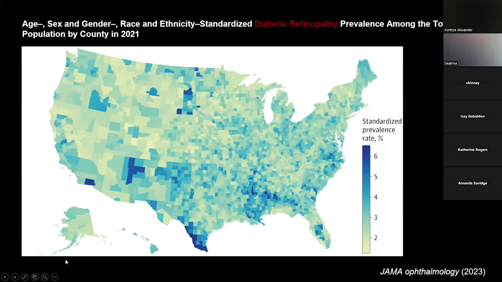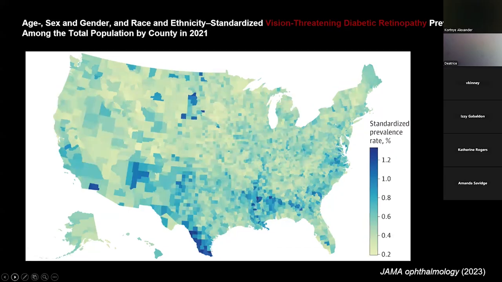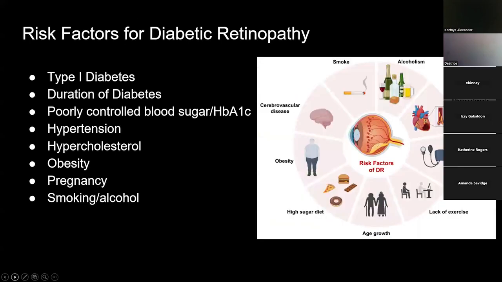This one talks about the distribution of diabetic retinopathy in the US across multiple states. Different colors indicate a higher proportion of the population being affected by this condition. I guess the darker color indicates more of the population being affected. We can move on to the next slide. This is a similar statistic, but focusing on vision-threatening stages of diabetic retinopathy. It's a similar pattern, just a quick overview. We can move on to the next slide.